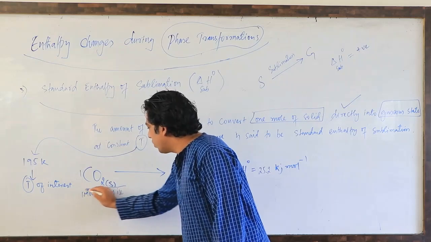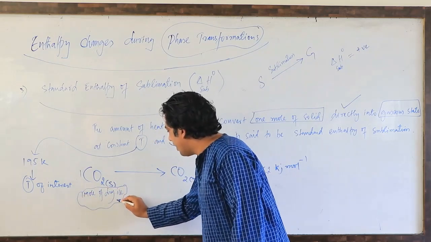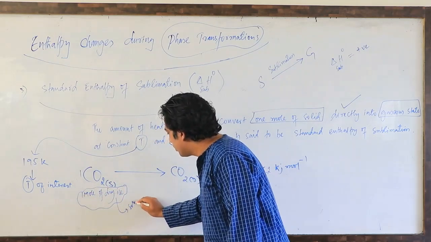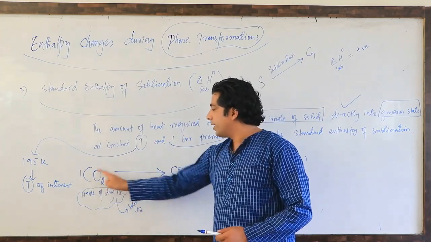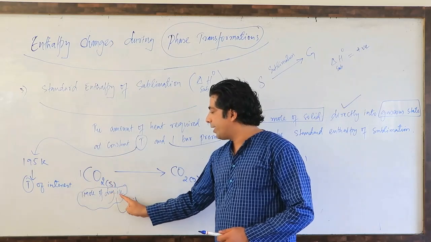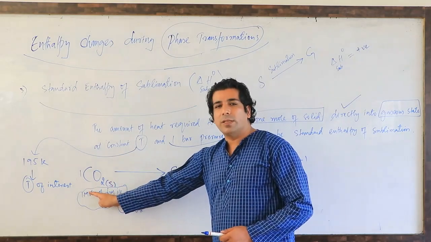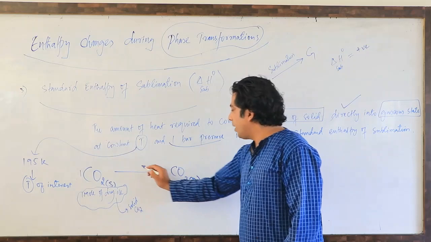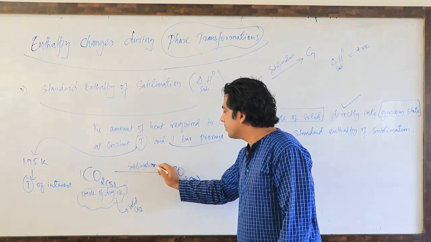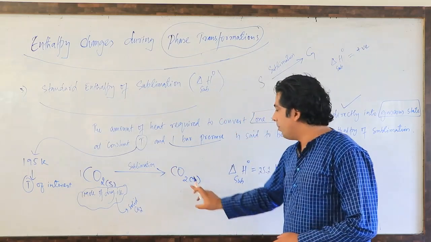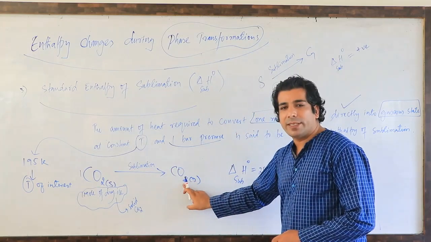Now you will be thinking, what is this dry ice? Dry ice means basically solid carbon dioxide is known as dry ice. So this carbon dioxide is in solid state, so I call it as dry ice. How many moles I am taking? 1 mole. And I am converting this solid directly into the gaseous state. I am doing sublimation, so I am getting the gaseous carbon dioxide.